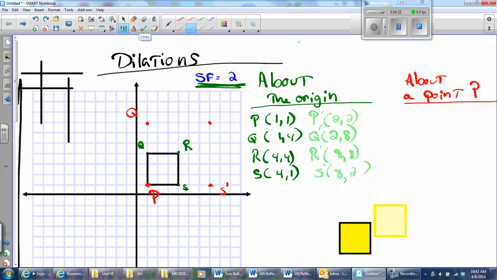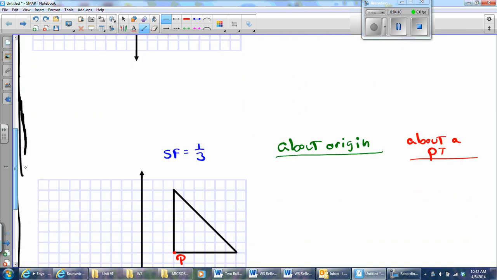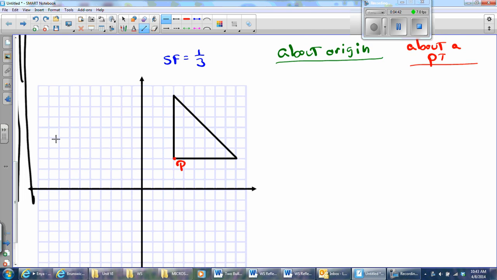Alright, so the first type was a dilation about the origin, and the second one was a dilation with P at the center. In one case the whole shape moves, in another case the shape just changes size. We're going to do one more, and that's going to be it for tonight's video. We're going to do this triangle. We're going to dilate it with a scale factor of 1/3, and we're going to start off by doing it about the origin.